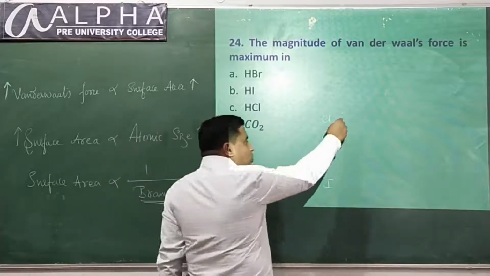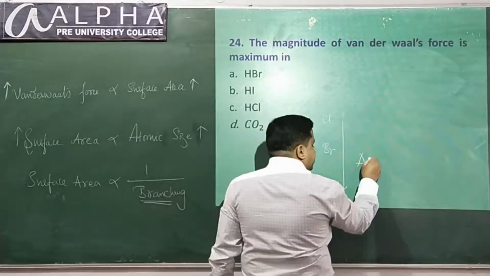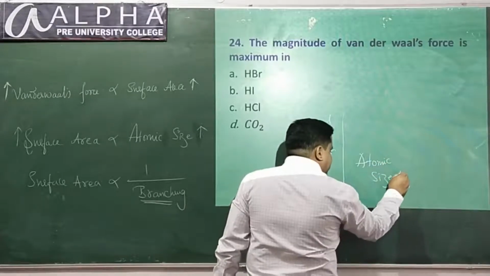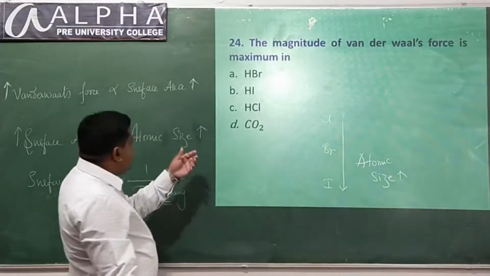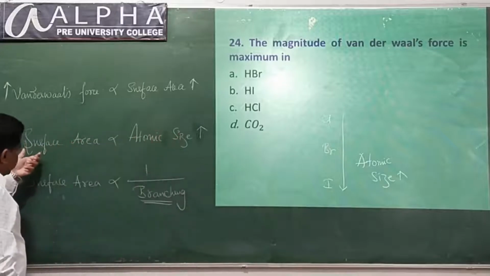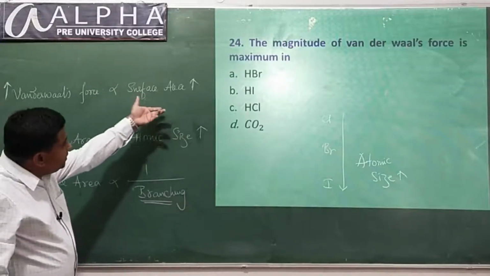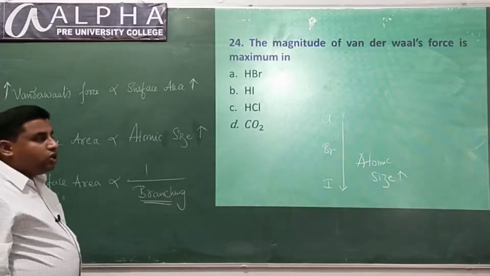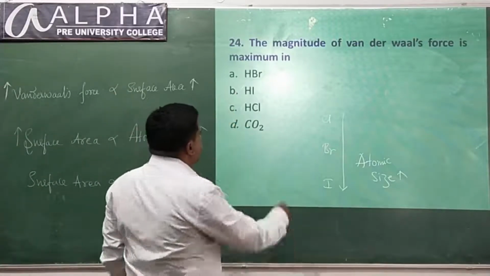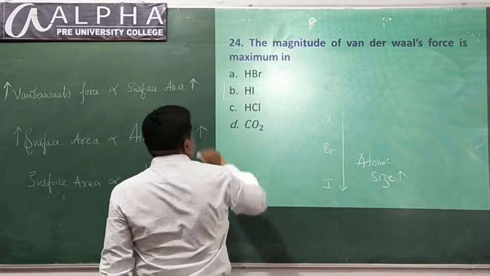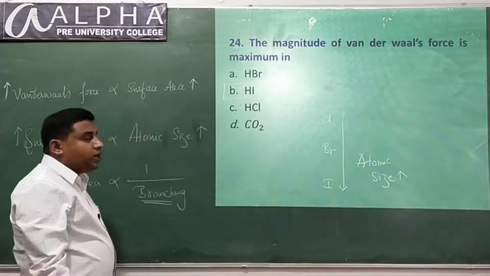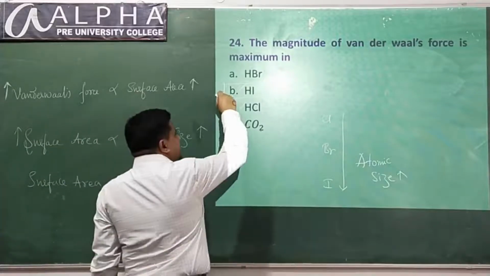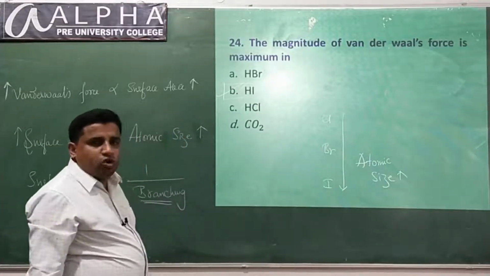So we know as we go down the group, atomic size increases, isn't it? As the atomic size increases, surface area increases. As surface area increases, van der Waals force increases. So can I say that van der Waals force is maximum in the case of hydrogen iodide? Yes or no? Hydrogen iodide. Hence the correct answer is option B.